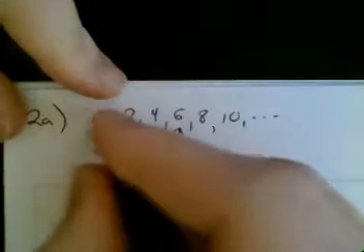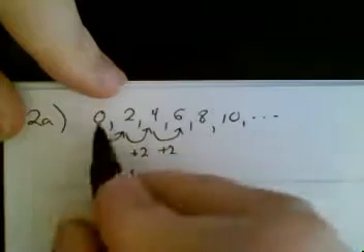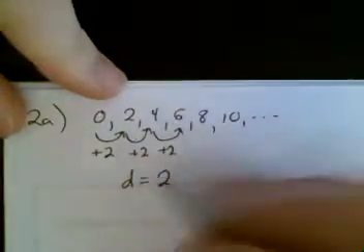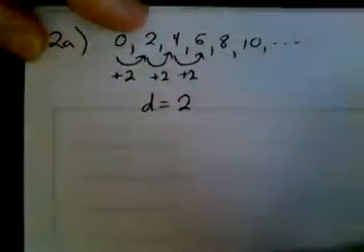And I happen to start at 0, and add 2 to that to get to 2, and so on and so forth. So this is an arithmetic sequence. I'm adding the same thing every time.